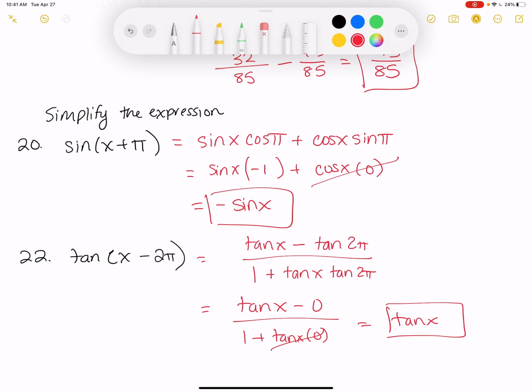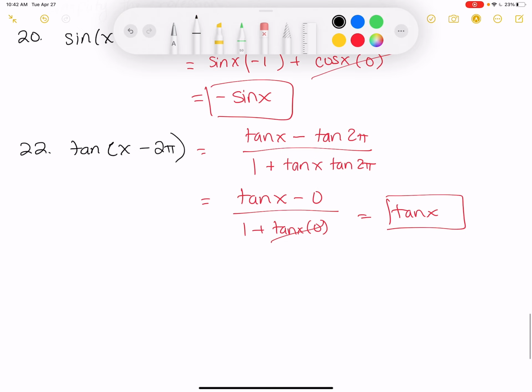Are you ever going to get a tangent one where the tangent is undefined? It's possible. You would just say undefined. I don't think they give you any that do that, but I have to look. If that happened, I would literally just write undefined on your paper.